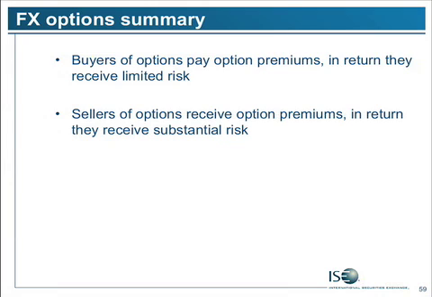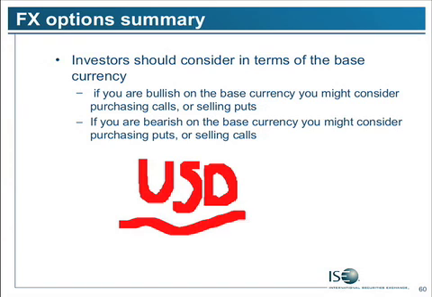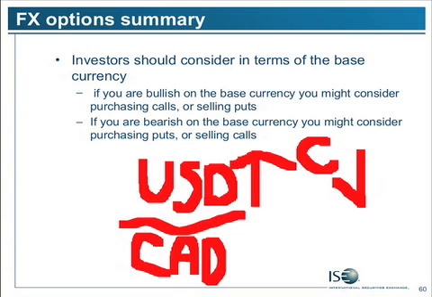So to summarize what I spent the last 50 minutes on, when you're looking at these options, you should always think in terms of the base. Using the example of the U.S. dollar against the Canadian dollar, I look at the base currency. Base here is the U.S. dollar. If I think the dollar was going to be moving up, I might be looking at calls. If I thought the dollar was going to be moving down relative to the Canadian, I might be looking to purchase put options.